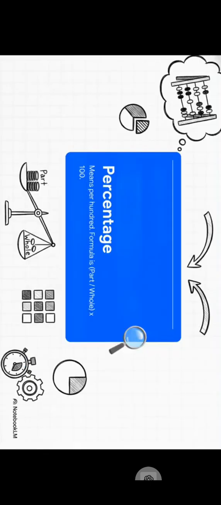So, the word percentage literally translates to per hundred, like how much out of every 100. Basically, it's just a really handy way of standardizing numbers so we can compare them easily. And the core formula here is wonderfully simple. You just take the part, divide it by the whole, and multiply by 100. That's it. That simple little engine drives literally every single percentage calculation you will ever do.